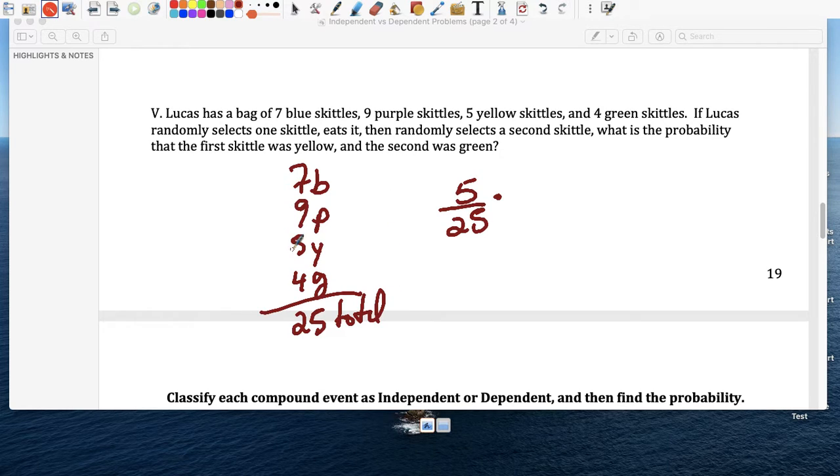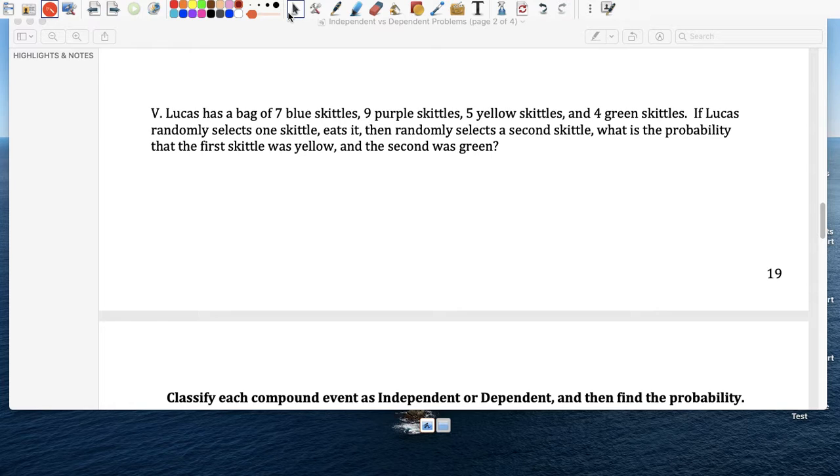She eats 1, so now there's no more 5, there's 4. And the second Skittle she wants is a green. Well, there are 4 greens out of, and the total now is 24. And you guys can multiply that and find the answer.